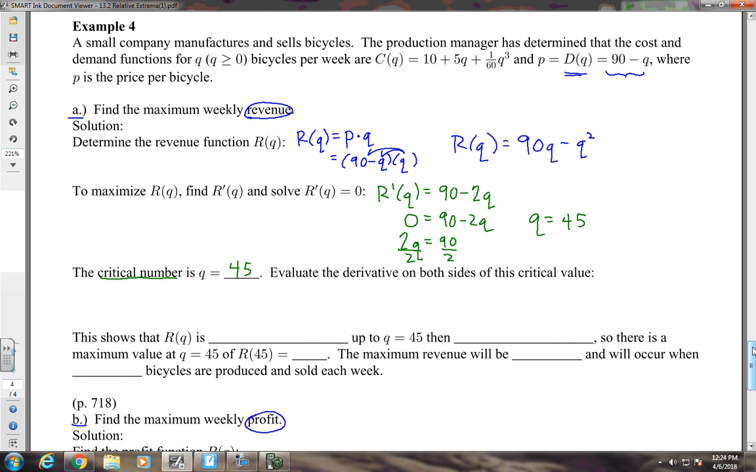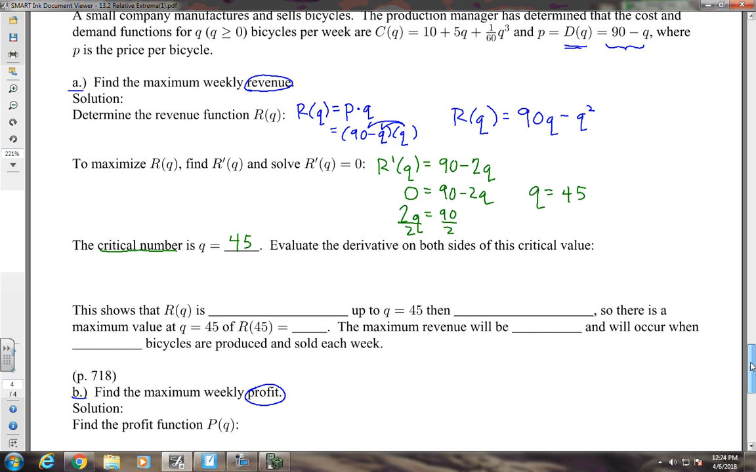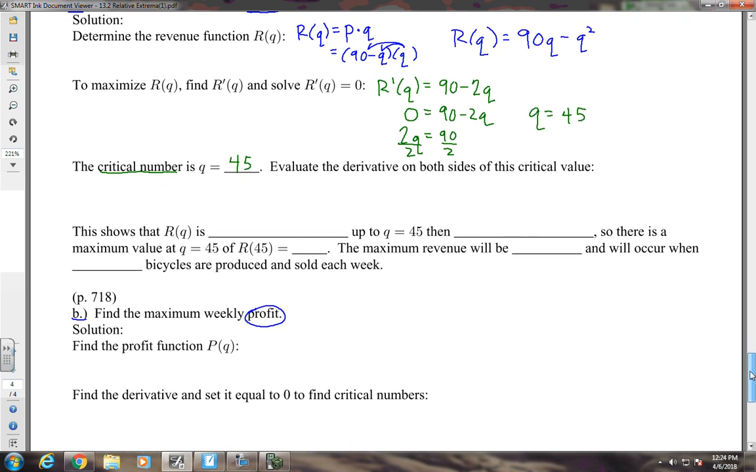Now at this point, I don't know if that's a maximum or a minimum. I need to verify that by checking the sign of the derivative on both sides. That's a really important thing to check, because if your boss says maximize revenue and you accidentally minimize revenue, well, you might be fired, right? I would just take a couple of points off your test, but if I'm your boss, I probably wouldn't be so lenient. So let's think about our derivative.